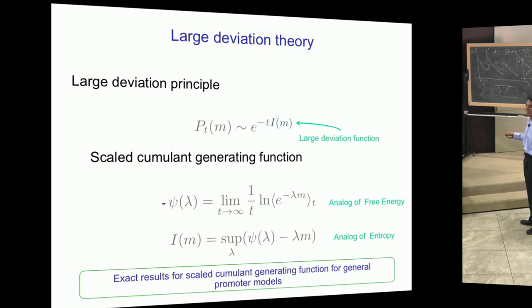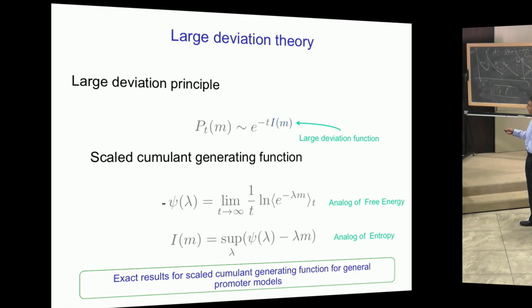scaled cumulant generating function, which is the analog of free energy, and the rate function is the analog of entropy in statistical mechanics. But a nice thing is that this framework applies even for things out of equilibrium. You can take non-equilibrium steady states, for example, and the same framework carries through.